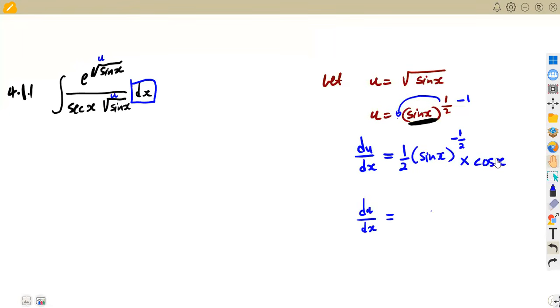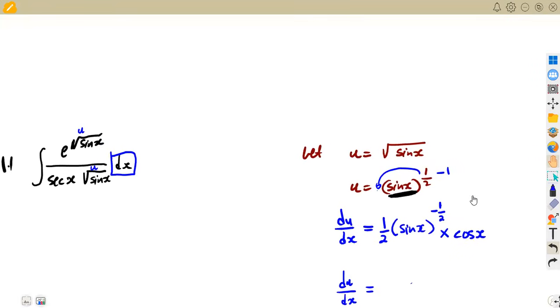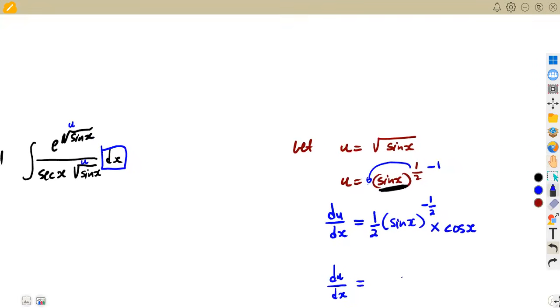Like I said, I want this expression here to simplify so that you properly see what was happening here. If you check, we've got a half times sine x to the exponent of minus half, which means 1 over the sine of x to the exponent of a half.